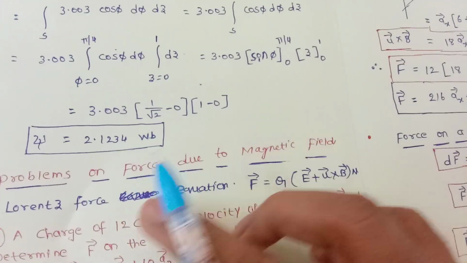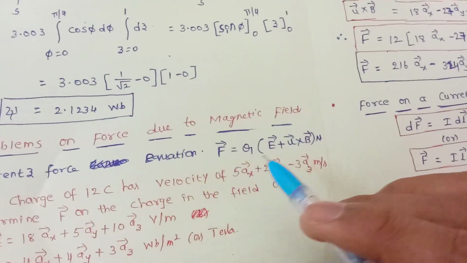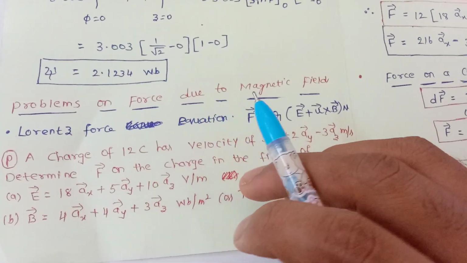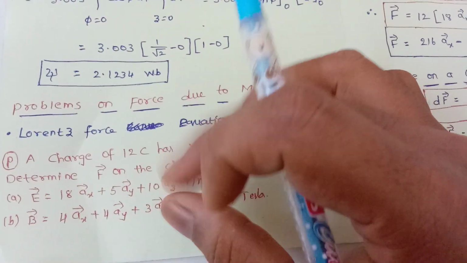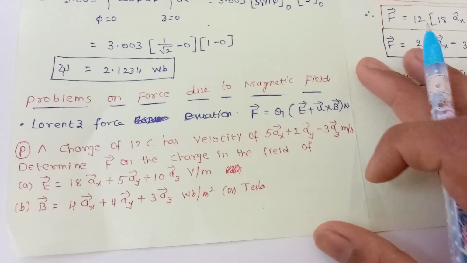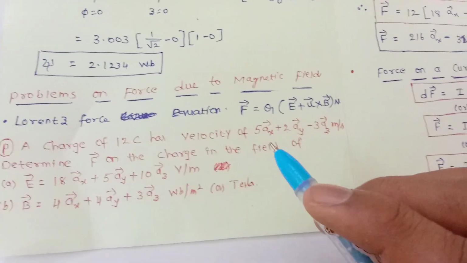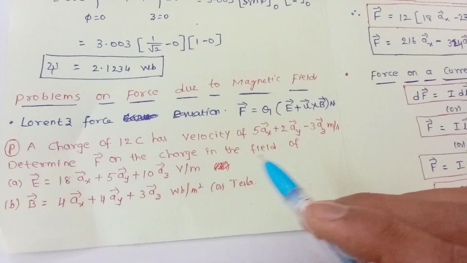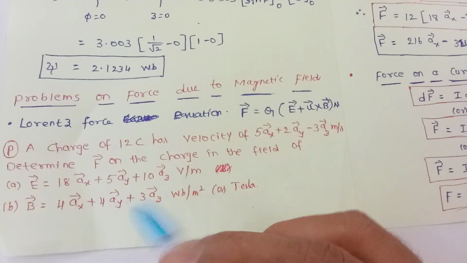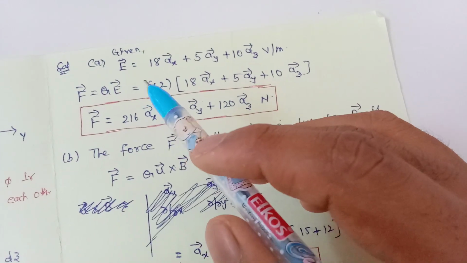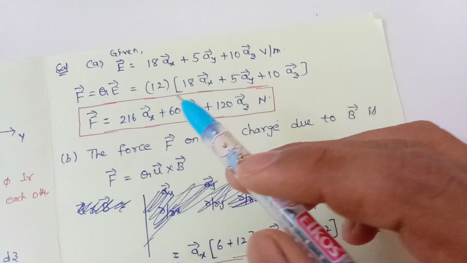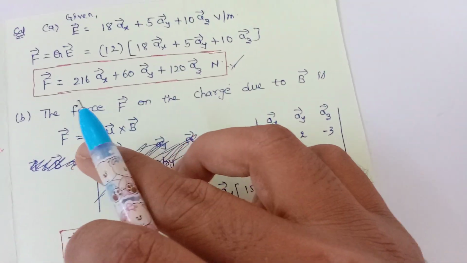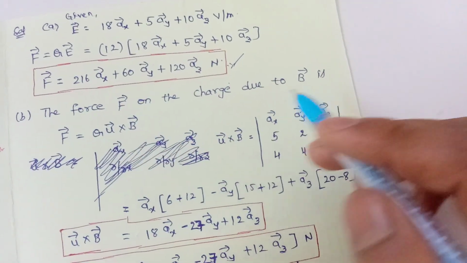Is it clear? Then problems on force due to magnetic field. This is the Lorentz force equation. Once again I am saying, don't look at the size of the question, look at the concept. A charge of 12 coulombs has a velocity of this, they have given the velocity and charge. They said to determine the force on the charge in the field of E and in the field of B. We know that F is equal to Q into E. Q into E, simply I have this answer, force. Now I want to find out the force on the charge due to this field.